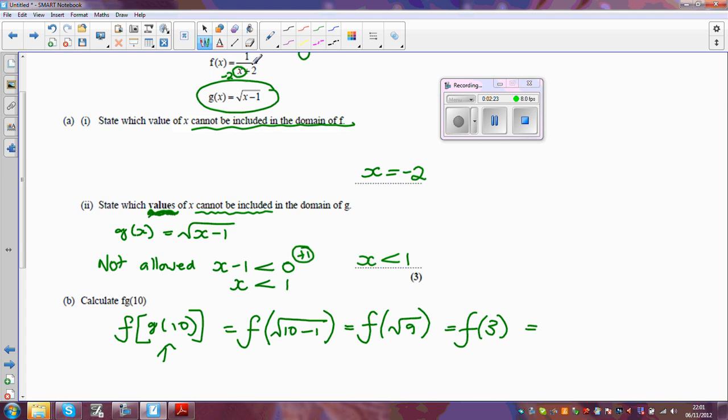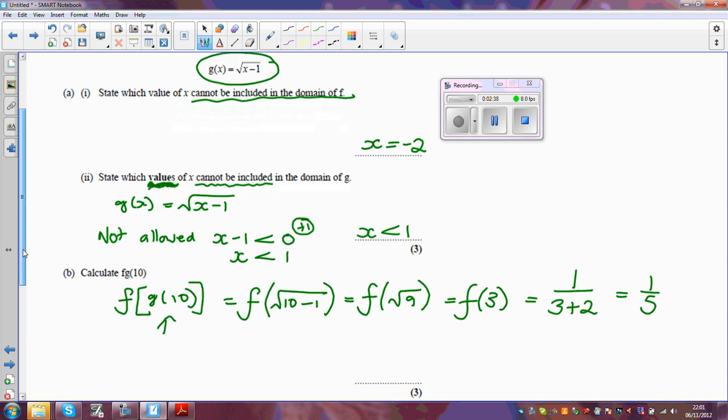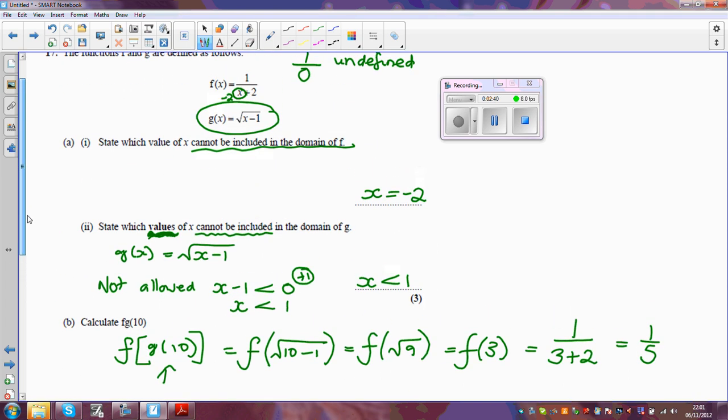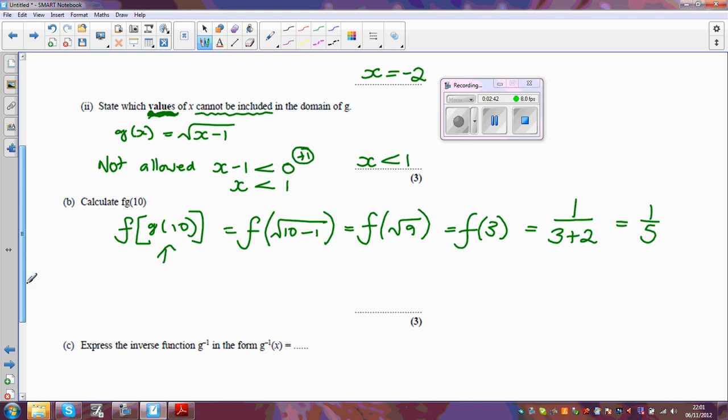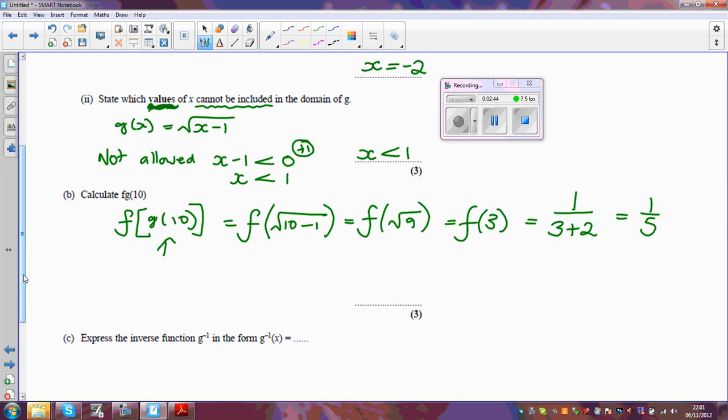Well, we can see from up here that f of x is 1 over x plus 2. So f of 3 is going to be 1 over 3 plus 2, and 1 over 3 plus 2 is just 1 over 5. Now, those of you who like to do this, actually, I'm not going to do it the other way. We'll just leave it at that. It's a bit difficult the other way.